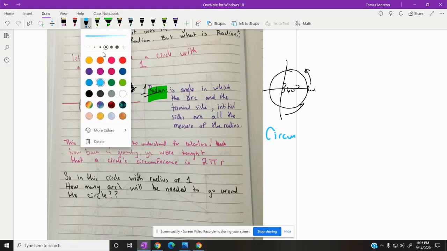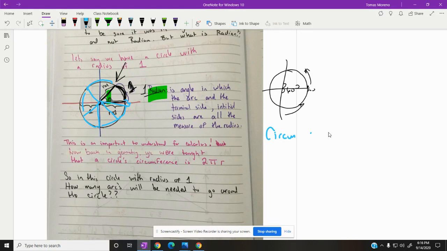We know that the circumference is 2 pi r, which is the radius. But what do we say that the radius and the arc length are? They're all the same. It's 1. So technically, we need 2 pi of these arc lengths, right? Of these 1 arc lengths.